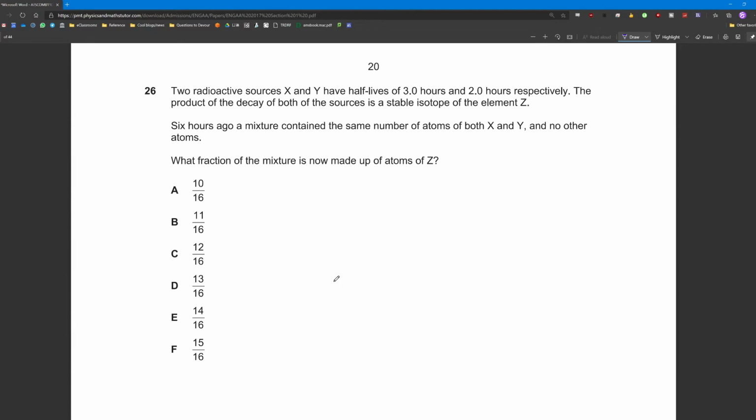2 radioactive sources, X and Y, have half-lives of 3 hours and 2 hours respectively. The product of decay of both of the sources is Z. 6 hours ago, a mixture contained the same number of atoms of both X and Y, no other atoms. What fraction is now Z? Okay, so X, Y, let's do it in 1 hour increments. 0, 1, 2, 3, 4, 5, 6.